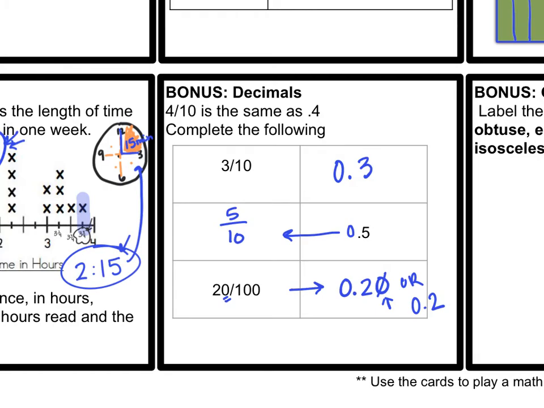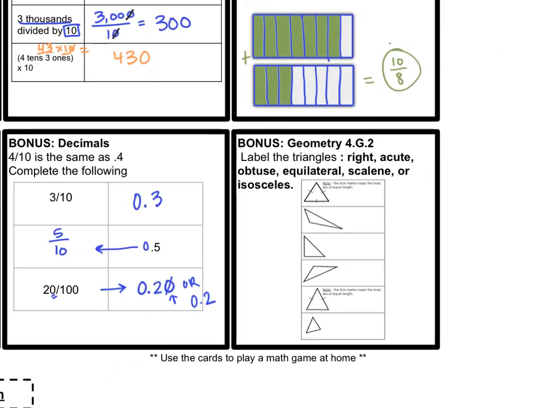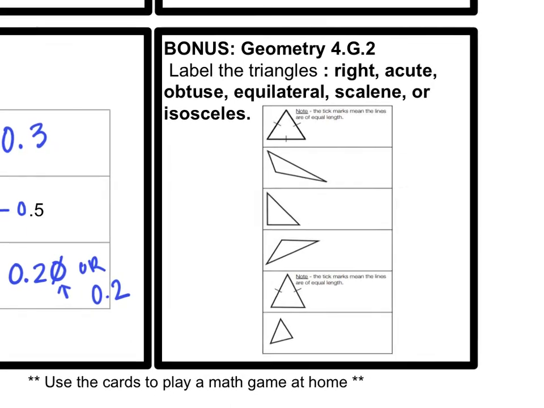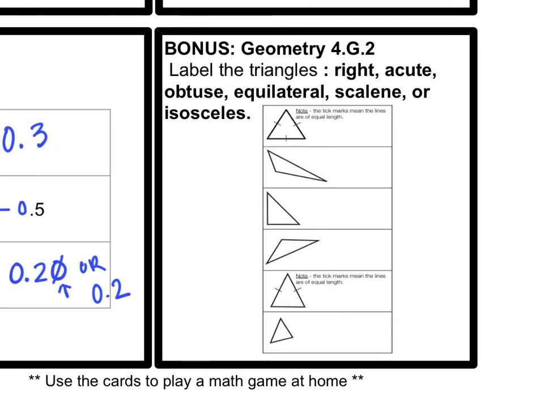All right, last but not least, label the triangles: right, acute, obtuse, equilateral, scalene, or isosceles. So in order to do this, first you got to remember we label our triangles in 2 different ways. The first way we label them is going to be by their angles.